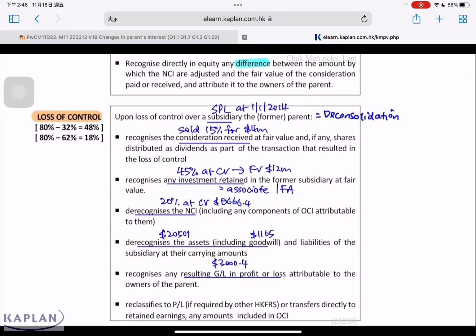This 3000.4 is equal to the fair value of the 80% less the carrying value of the 80%. For this question, you can use this to answer the question. Obviously, you must apply it to the question by using the company name, the dates, the amounts, and so on. This is similar to the suggested answer.